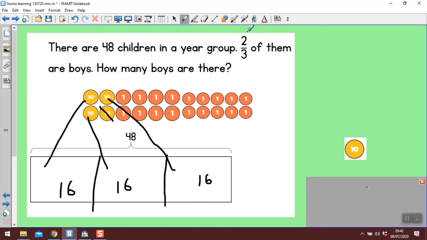The question says 2/3 of the children are boys. 2 out of 3 of the sections. So how many boys are there? The answer is 16 add 16, which is 32. There's 32 boys. So how many girls are there? The number that's left, so there's 16 girls.